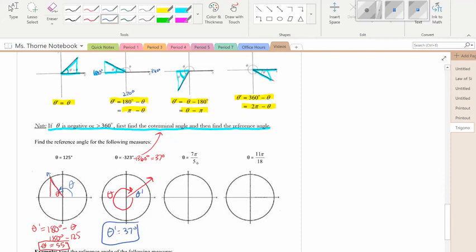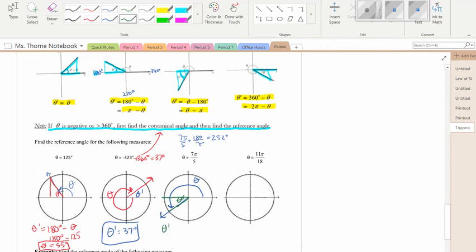7 pi over 5 is going to be in quadrant 3. If you don't know, you can always figure out the degree measure. So remember to find the degree measure, you multiply 7 pi over 5 by 180 over pi, which gives us 252 degrees. So that can tell you what quadrant you're in. So then for here, this is the angle measurement of theta, but our reference angle is the positive acute angle formed by the terminal side and the shortest angular distance to the x-axis, which would be right here.